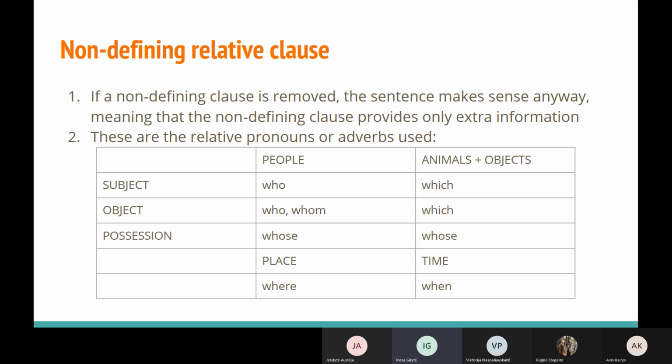So there are the relative pronouns and adverbs used. As you can see, it is the same table as in the previous slide. The only difference between them is that we don't use that as a relative pronoun in this case. So if you want to give extra information, you have to choose one of those relative pronouns or adverbs.